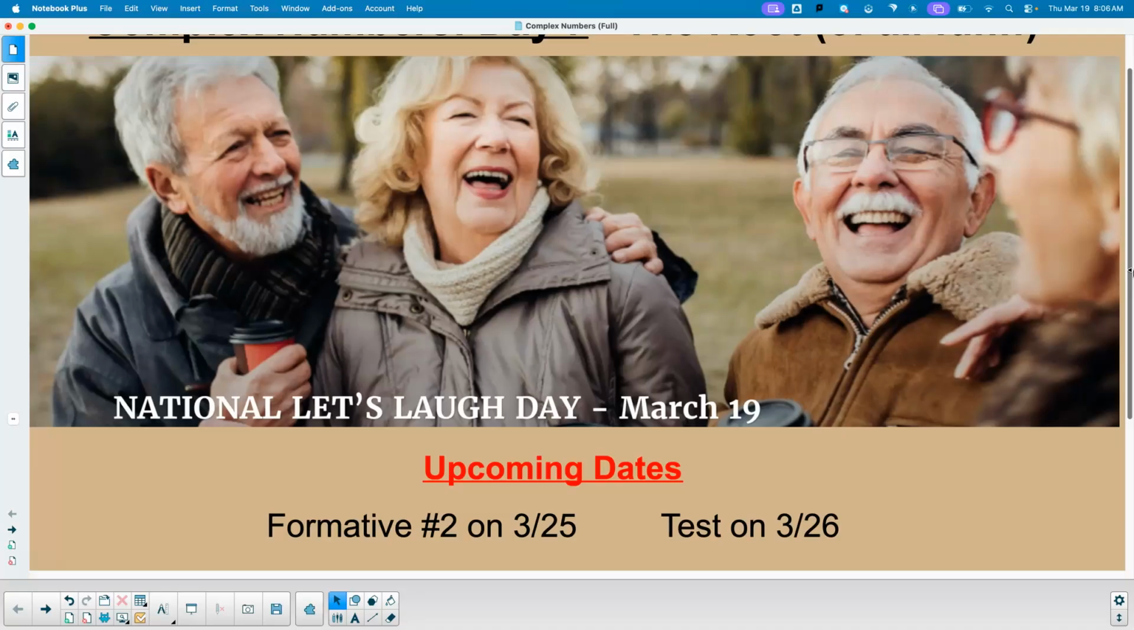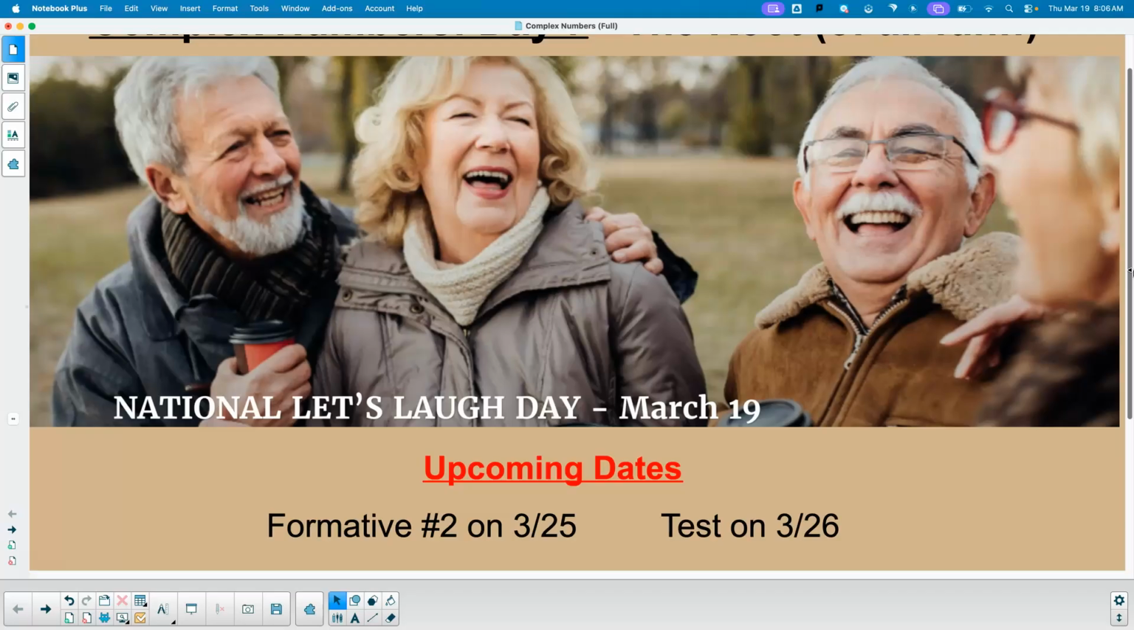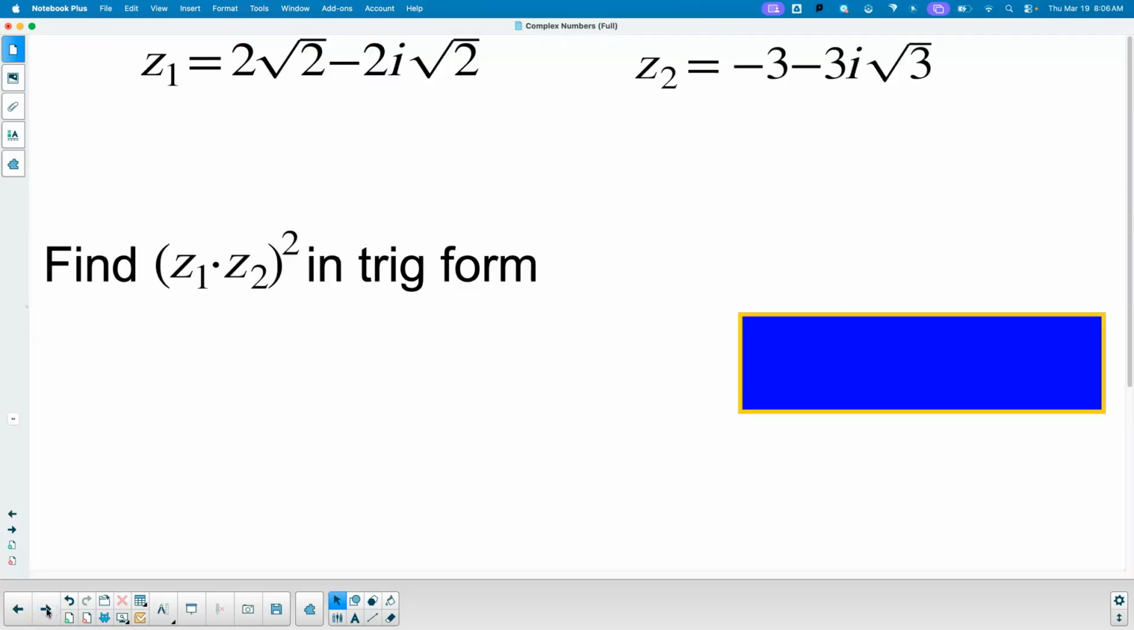Okay. So with that being said, and the blank screen, there we go. With that being said, here's Z sub 1 and Z sub 2. I would like you to find me Z sub 1 times Z sub 2 quantity squared in just trig form. Good formula.